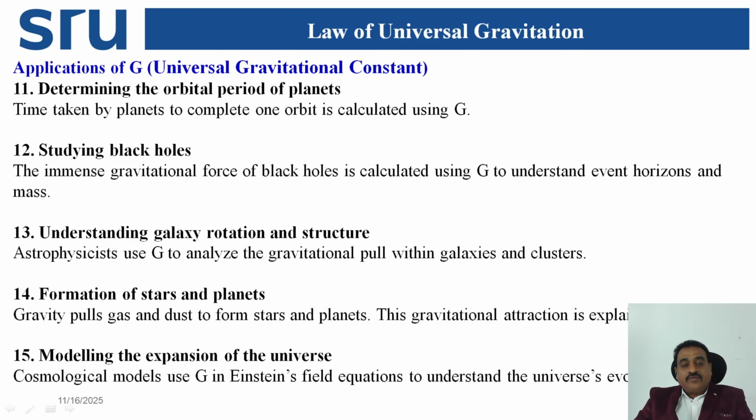Formation of stars and planets. Gravity pulls gas and dust to form stars and planets. This gravitational attraction is explained using the universal gravitational constant. Modeling the expansion of the universe. Cosmological models use G in Einstein's field equations to understand the universe's evolution.